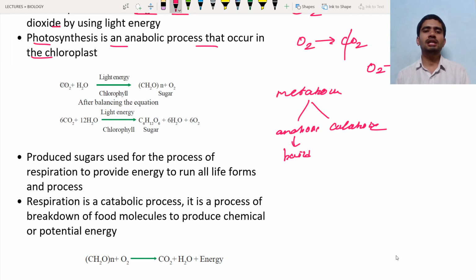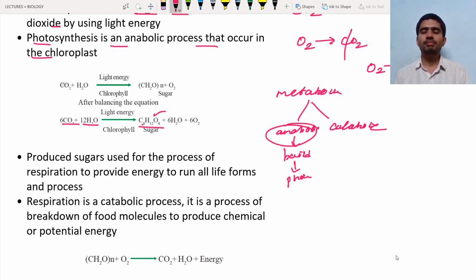For example, in photosynthesis you can see the carbon dioxide molecules and water molecules are utilized to produce the sugars. Can you see the sugars are produced over here? Yes, the sugars are produced over here. Hence photosynthesis is an anabolic process.